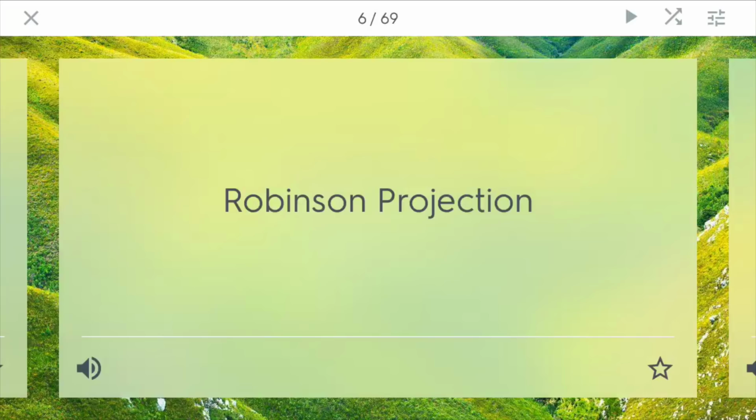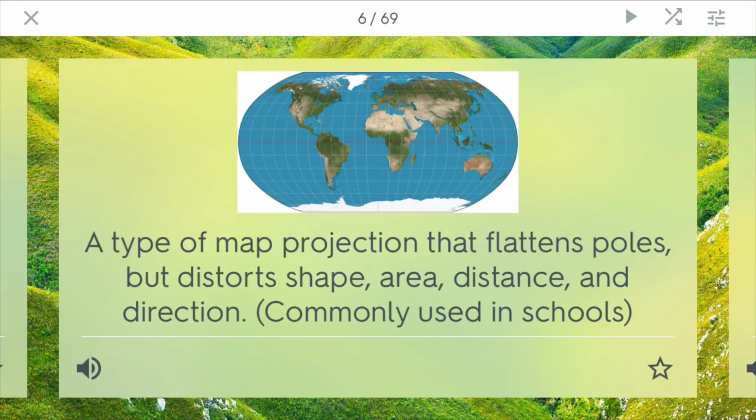A final type of map projection is the Ravenstein projection, and it's one that we're really used to seeing in schools. It flattens the poles out a little bit, but it distorts the shape, area, distance, and direction. So, like all the other maps, it's not perfect because it's kind of hard to model a sphere in one direction. However, this one is probably my favorite because, well, we're just used to seeing it so often.